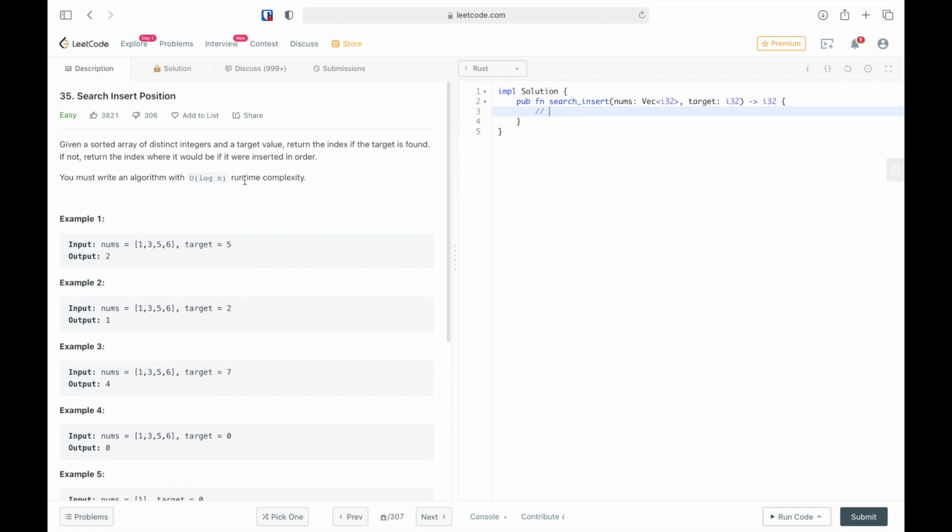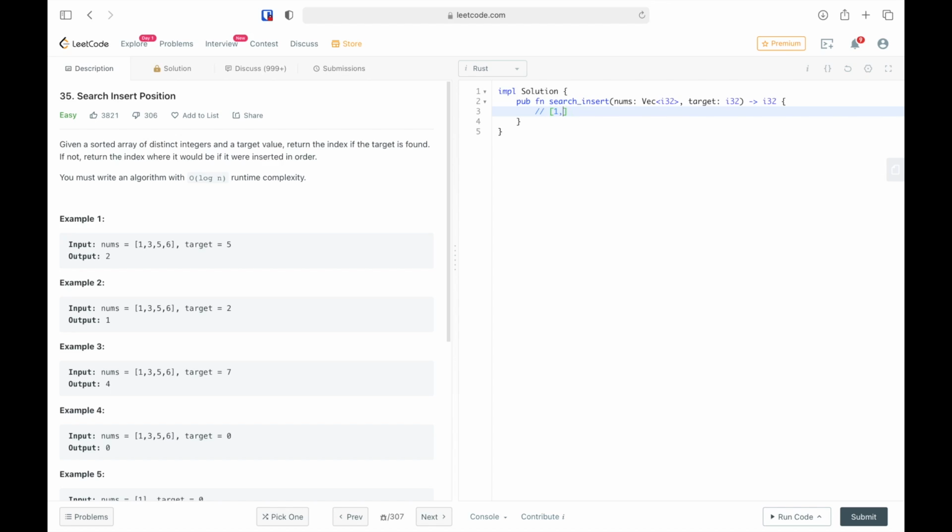That tells us that we're probably going to have to use a binary search, because binary search takes log n and also the array is sorted. So there's two ways you can do binary search. One is you can just iterate through it. The other is you can do it recursively. For Rust, it's much better if you do it the iterative way, because recursion gets a little complicated with Rust's ownership and all.